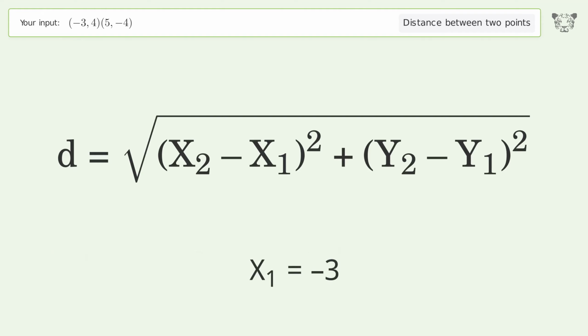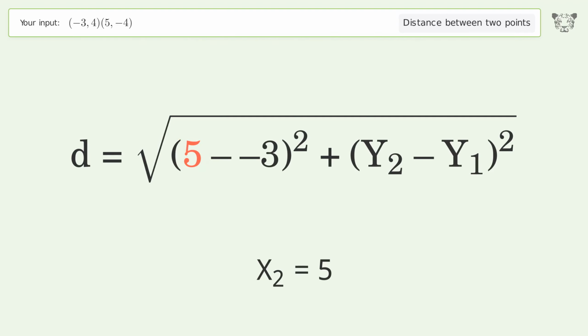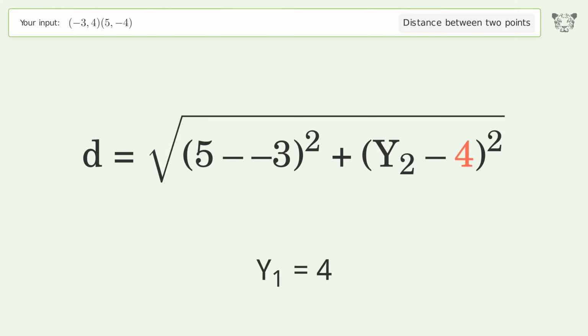x1 equals -3. x2 equals 5. y1 equals 4. y2 equals -4.